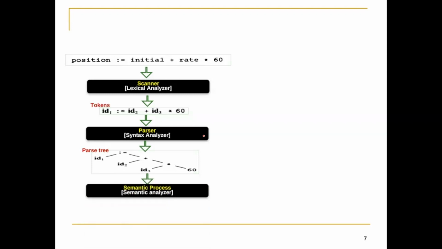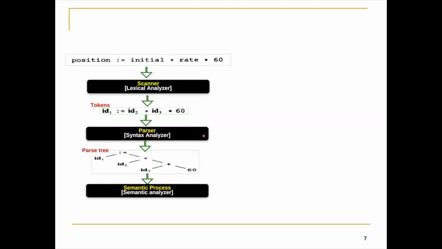Now the syntax tree, or parse tree, will be given as input to the next phase of the compilation, that is the semantic analyzer. The basic function of the semantic analyzer is to check whether the semantics, or the meaning, of the program is correct or not. It also takes care of type checking. If there is any type mismatch, it will report it. All of this is handled by the semantic analyzer phase.